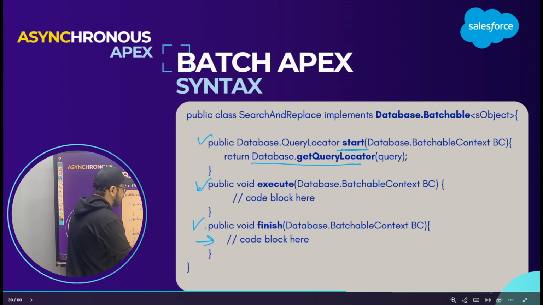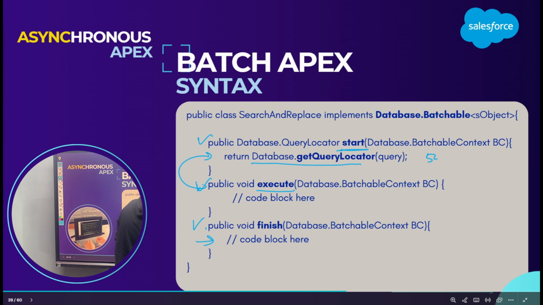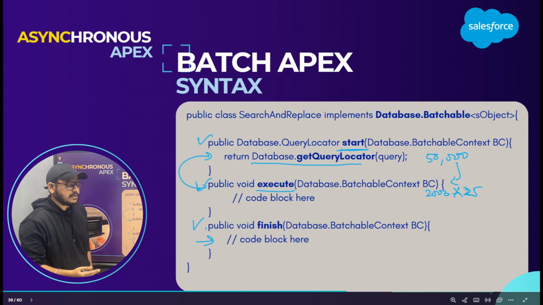And then there is the execute method. The execute method basically works with the start method. It will get the data from the start method, and then process it in batches. So if there are, say, 50,000 records to be processed, and I want the batch size to be 2000, then it will execute 2000 into 25. That is how it's going to get executed.